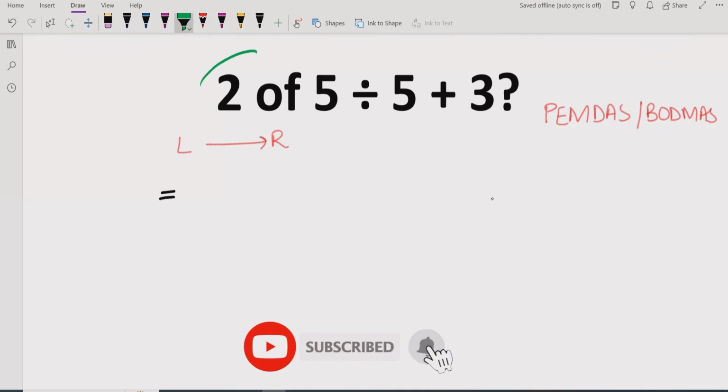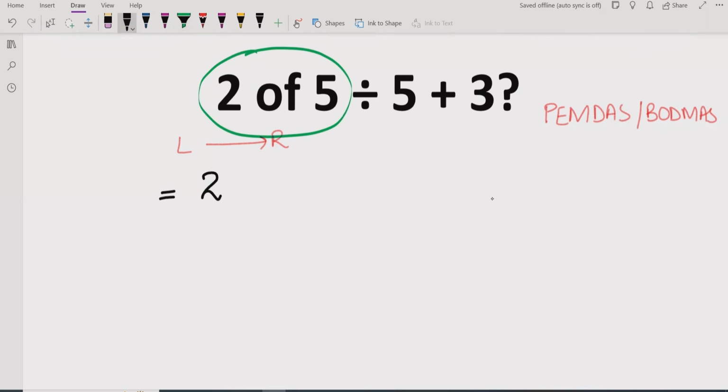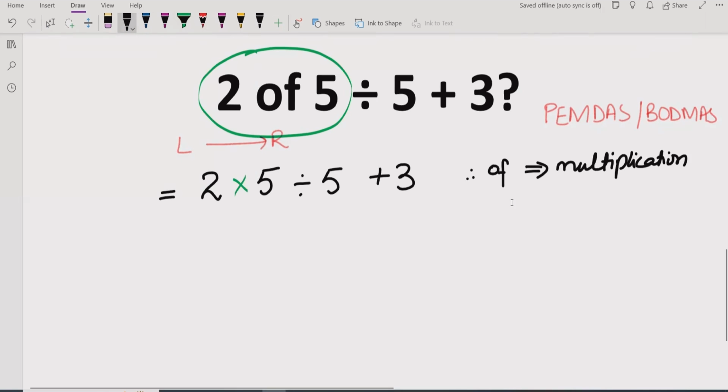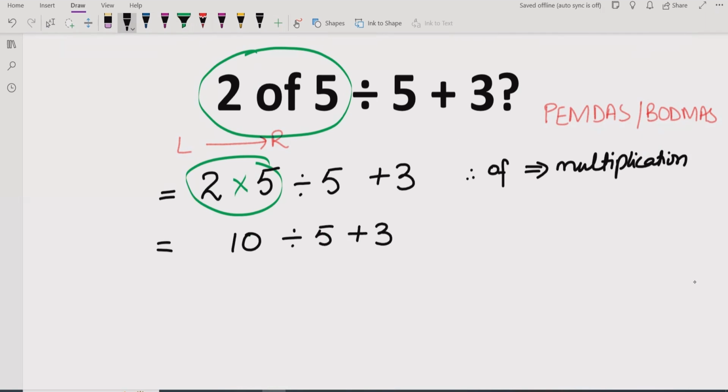So as per the rule, we will solve this part first. And here we have the "of" which means multiply, and 5 divided by 5 plus 3. So "of" implies multiplication here. Now we will solve this part. So we will see 2 5s are 10 here, divided by 5 plus 3. Here we did multiplication.